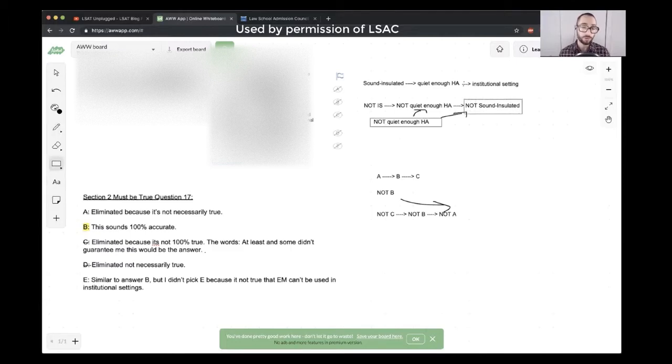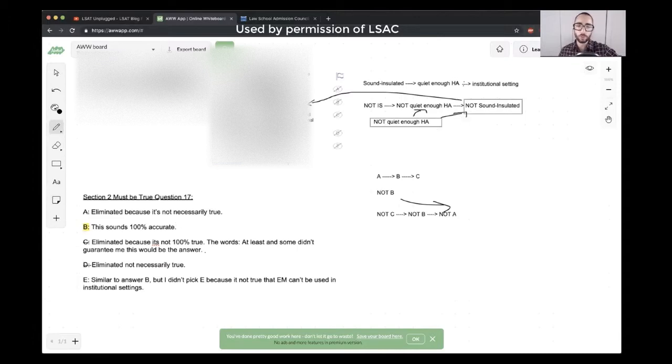And we have an answer choice that matches not sound insulated, which is B. None of the motors are sound insulated, and the student said as well, this sounds 100% accurate, so the student got it right.